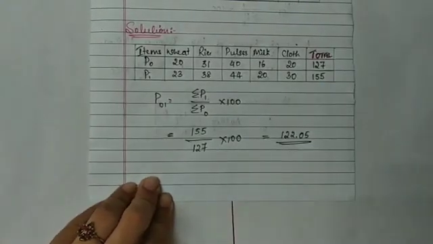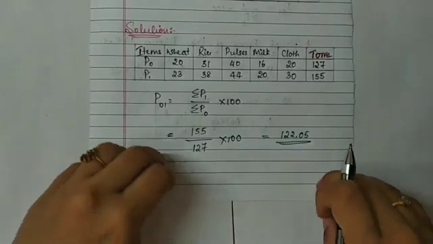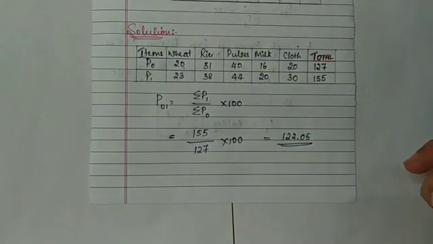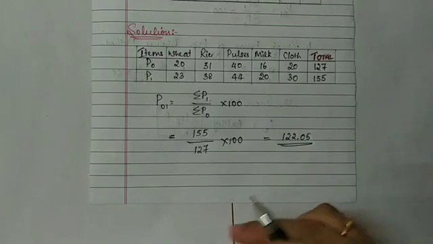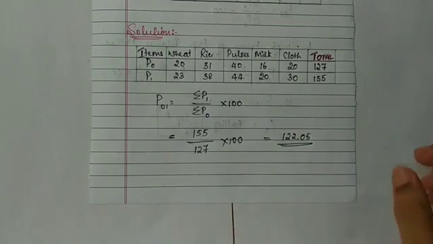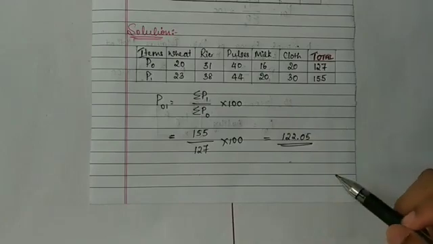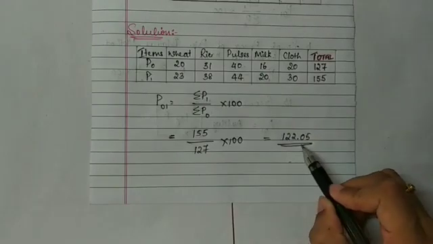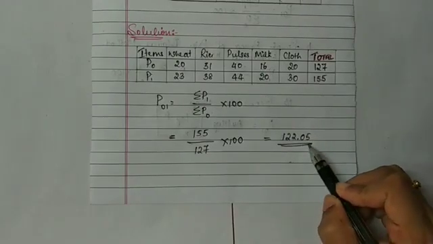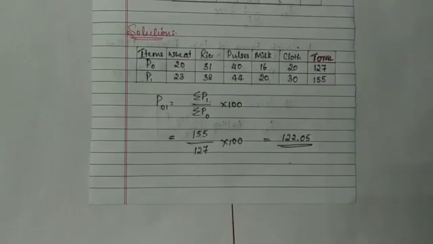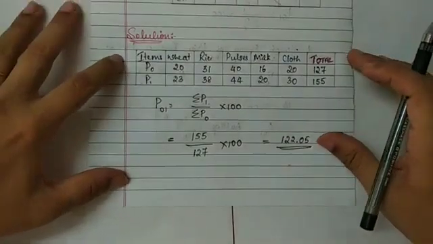122.05. They asked to comment also, right? So what is the comment now? We can write that prices in 2012 increased by 22.05 as compared to 2011. So that's all about the first problem.